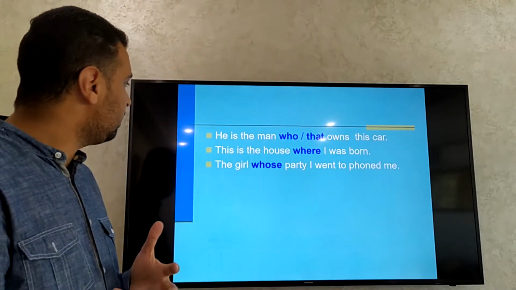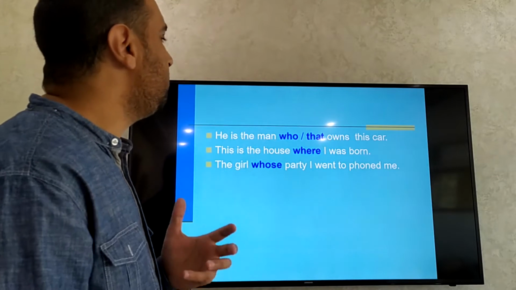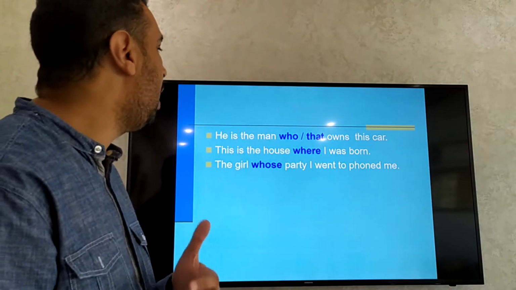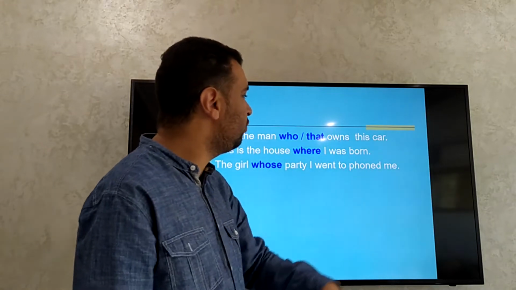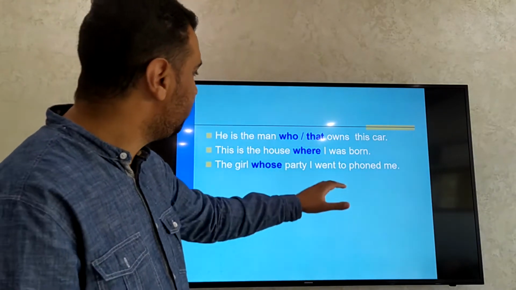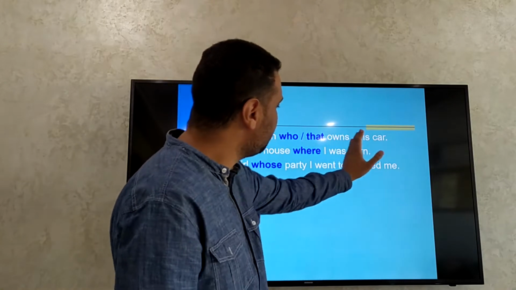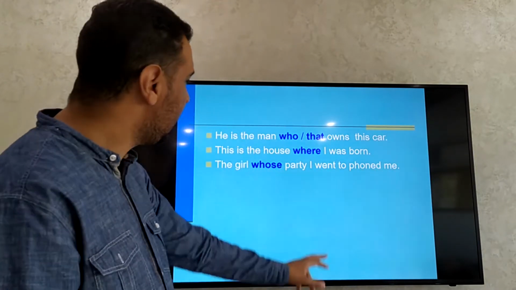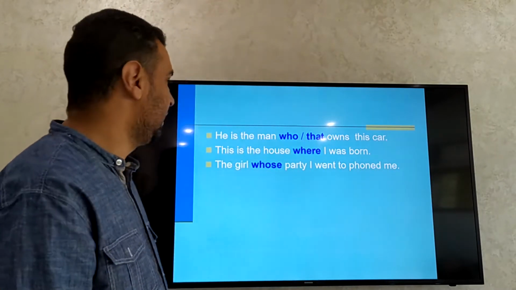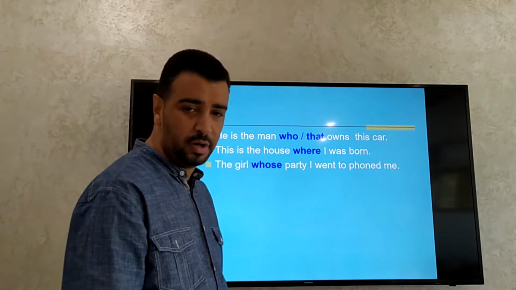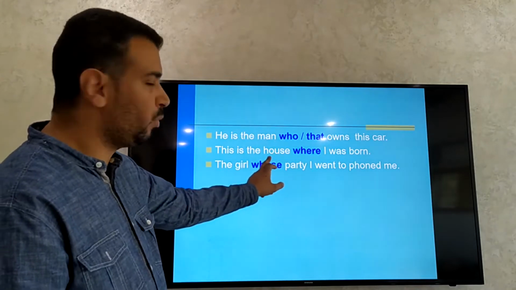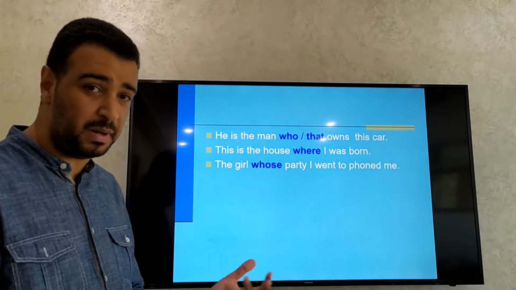Now let's check out these examples. He is the man who owns this car. He is the man, which man? The man who owns this car. And as you can see, who right here is the subject of the second clause. Alternatively, you can use that. This is the house where I was born. And as you can see right here, where you're referring to the house as a place.